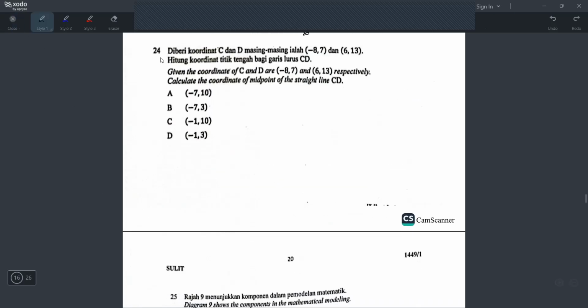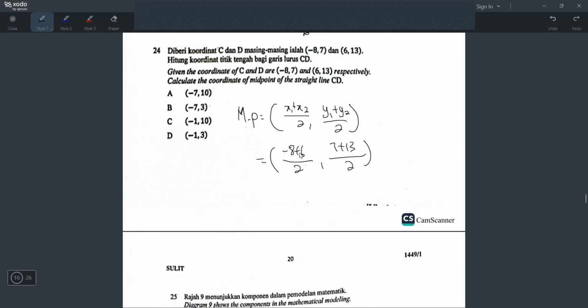Okay, 24. Given the coordinates of C and D, calculate the midpoint. So how to find the midpoint? The formula is x1 plus x2 divide 2, y1 plus y2 divide 2. This is the formula for midpoint. This formula I think is given in the exam also. So just put in the x coordinates, negative 8 plus 6 divide 2, and then 7 plus 13 divide 2. Negative 8 plus 6 divide 2, use calculator, you get negative 1, and then 7 plus 13 is 20, divide 2 is 10. So the answer is C, right?